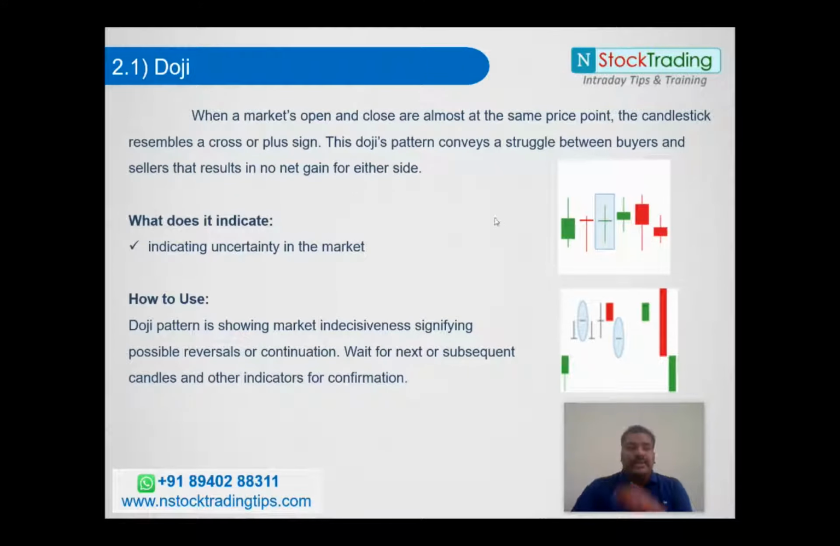We have both scenarios. In both these cases, what we have to do is wait for the next patterns or the next candles to come over, and the other indicators, so that we can take a decision. Based on a doji like this, no decision should be made.